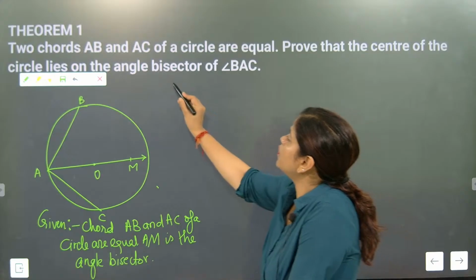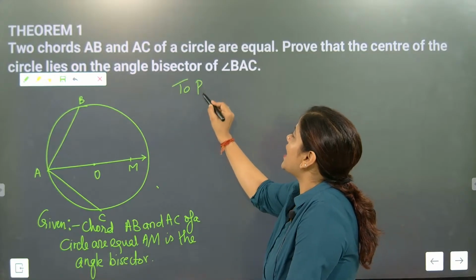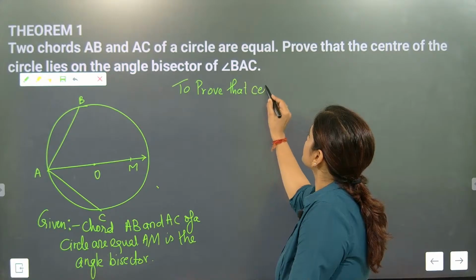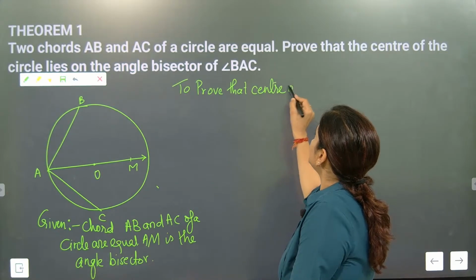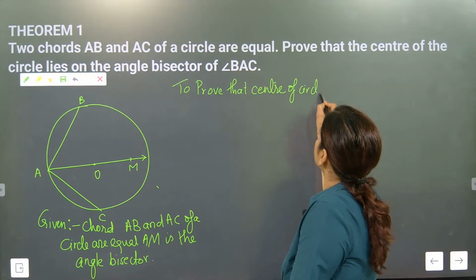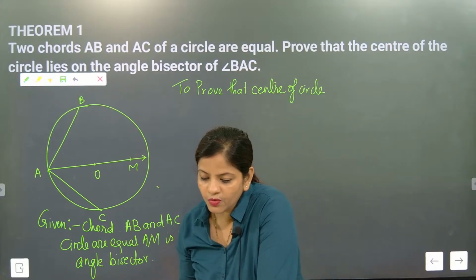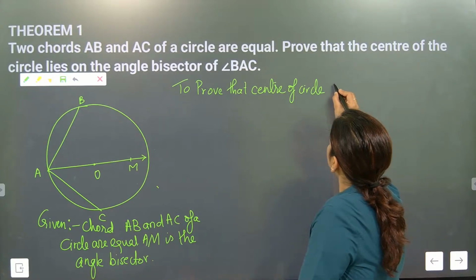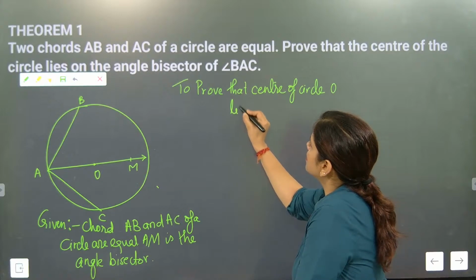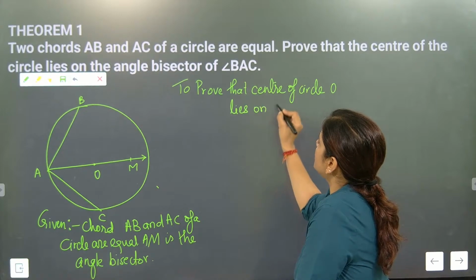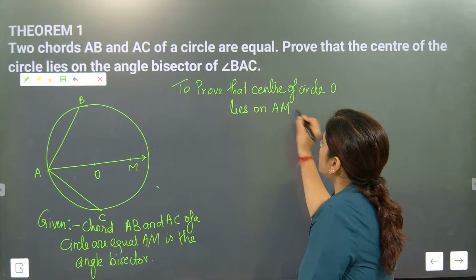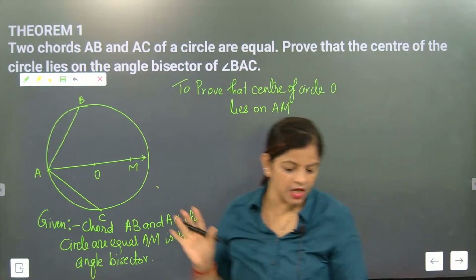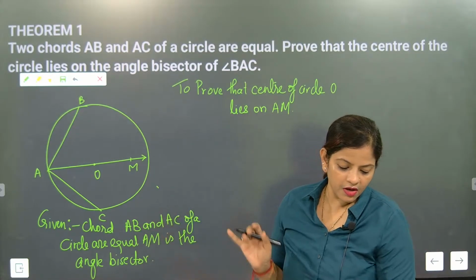What we need to prove? To prove that the center of circle O lies on AM. This is what we have to prove. Understood? The center of the circle lies on AM, which intersects.